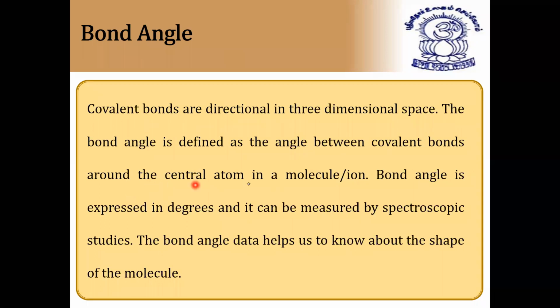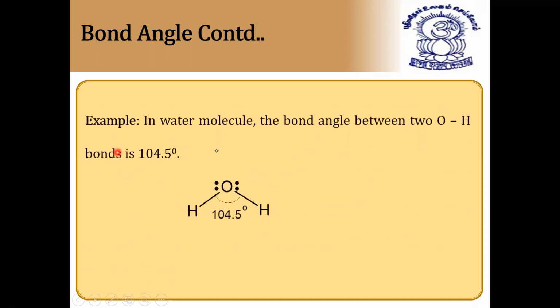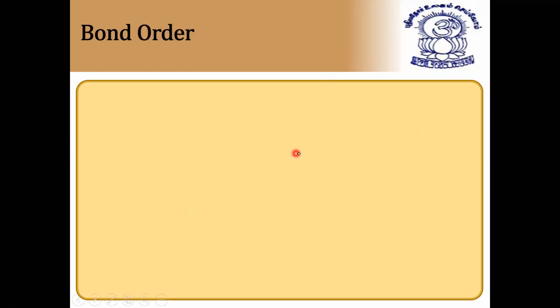So what is bond angle? The angle between the covalent bonds around the central atom in a molecular ion. For example, in the case of water, the bond angle is 104.5 degrees. In a water molecule, the bond angle between the two OH bonds is 104.5 degrees. So this is called bond angle.